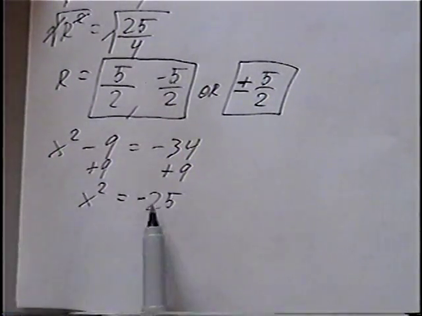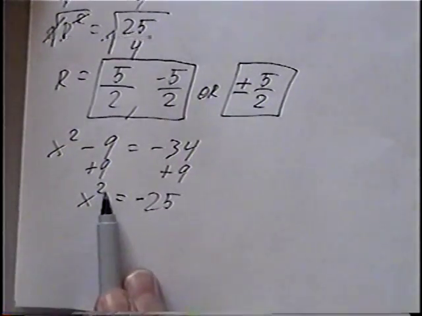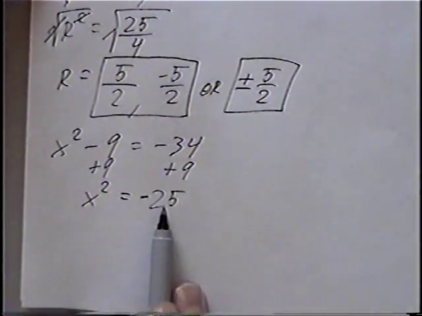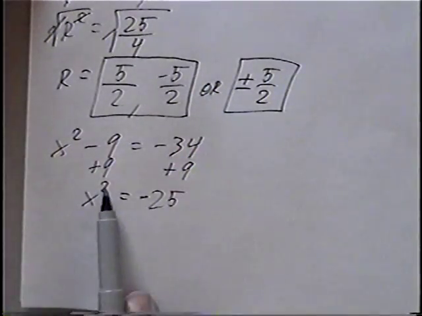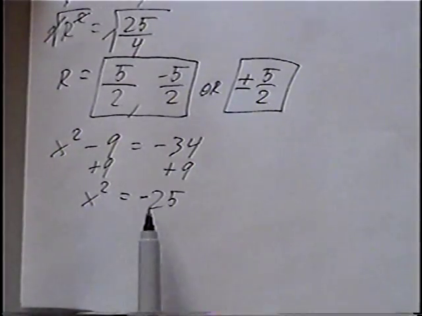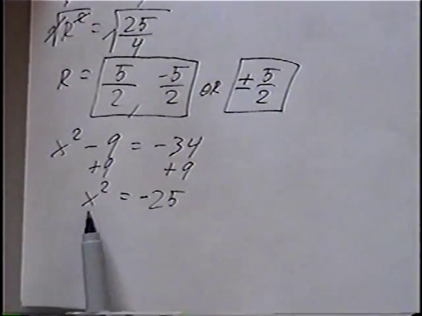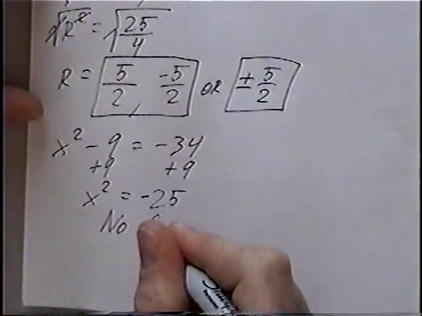Before we take the square root on each side, x squared means a number times itself equals negative 25. If you think about negative numbers, there's no number times itself that equals a negative number. Anytime you square a number, it has to be positive. So if you have x squared equals any negative number, this would be no solution.